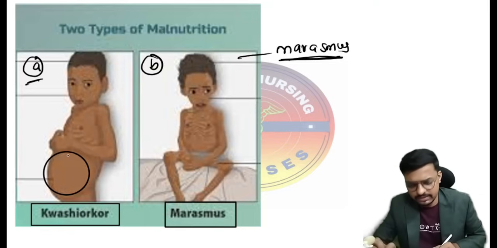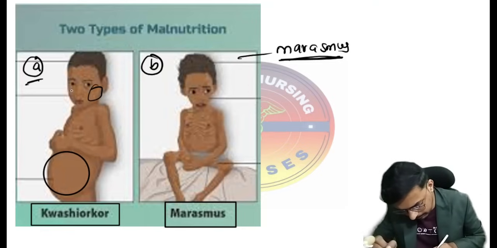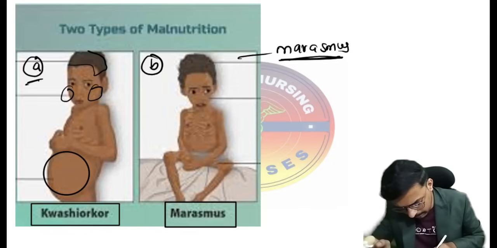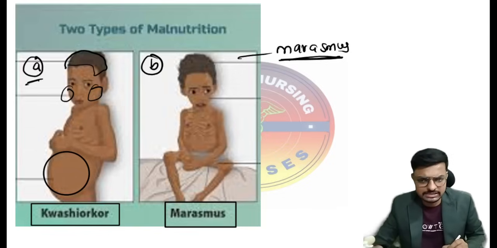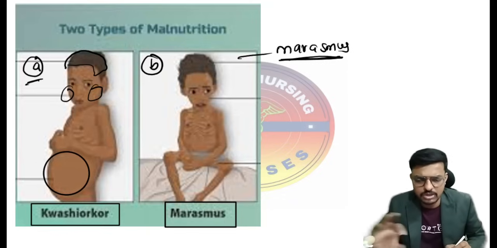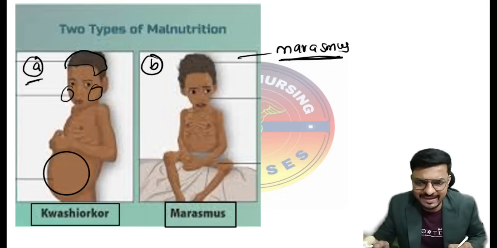Along with that, the very important puppy face, and very important hair color changes. Why? Because for the proper color of the hair, protein is very much necessary. When protein is deficient, different hair colors will be seen in kwashiorkor. That is the flag sign of hair.